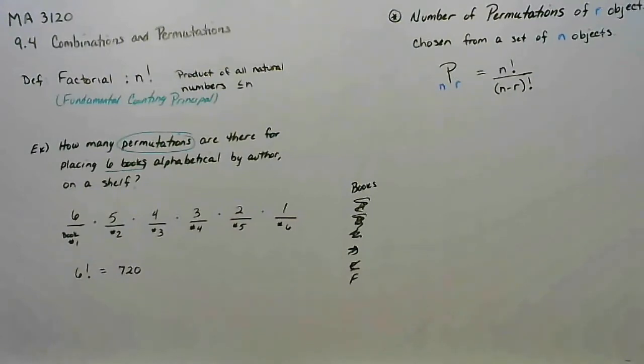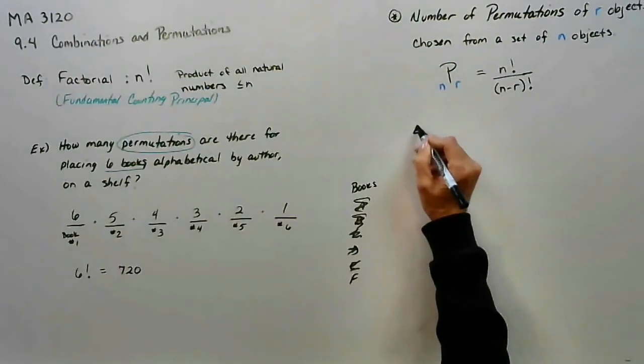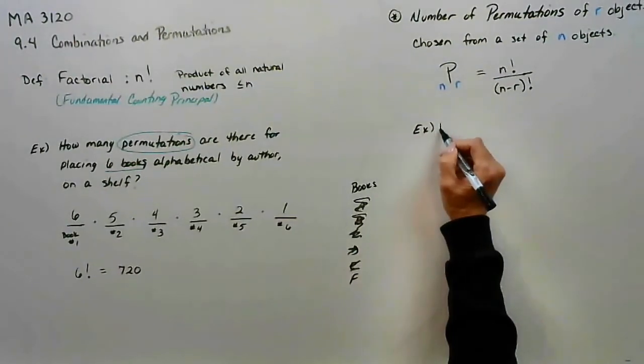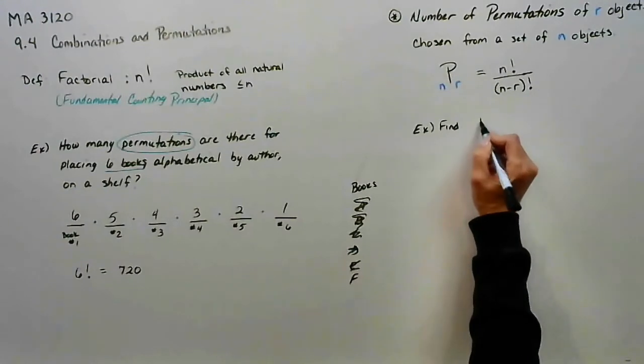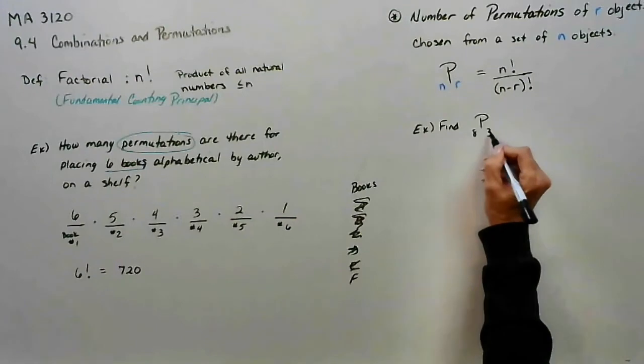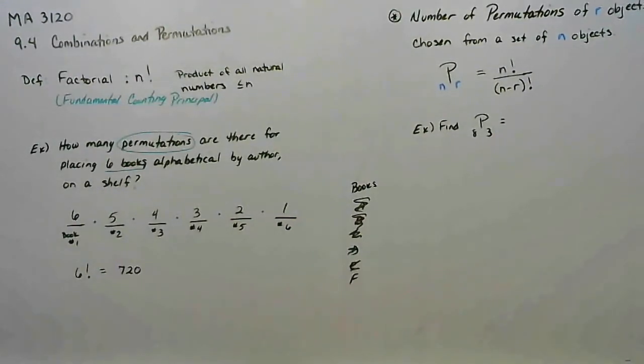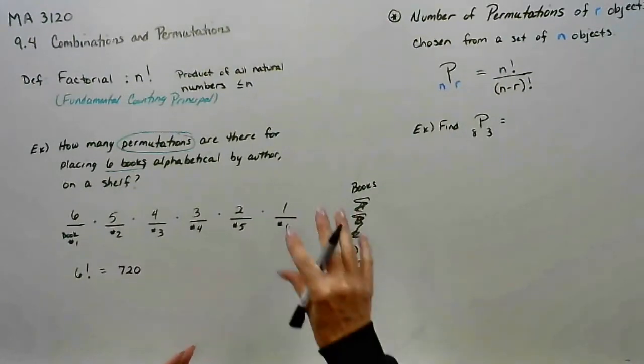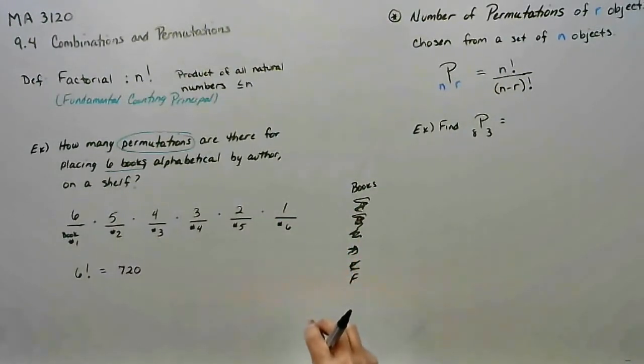So let's just calculate first. Let's just practice this calculation. If we just practice this formula, I would like you to find the permutation of 8 items chosen 3 at a time. So how many ways can you have 8 items and you only pick 3 at a time? Let's say you have 8 jelly beans and you want to grab 3 jelly beans at a time. Well, there's a lot of different ways you can get those jelly beans.